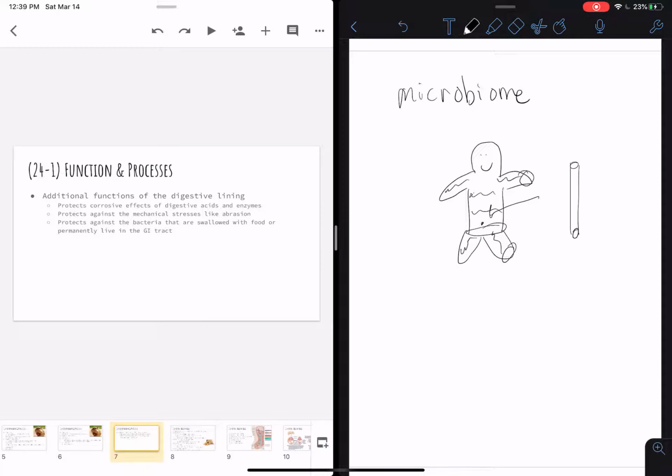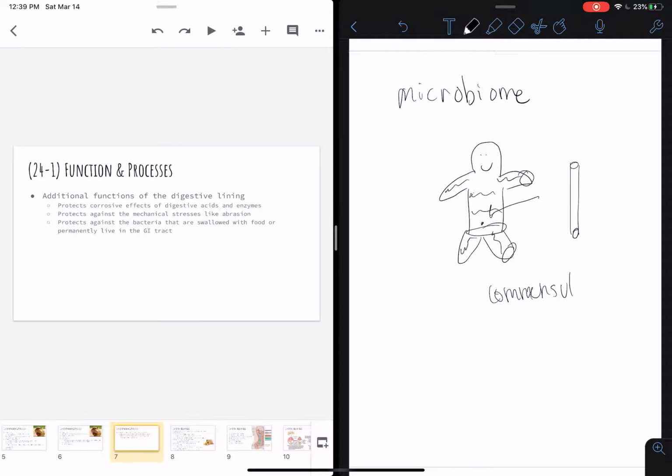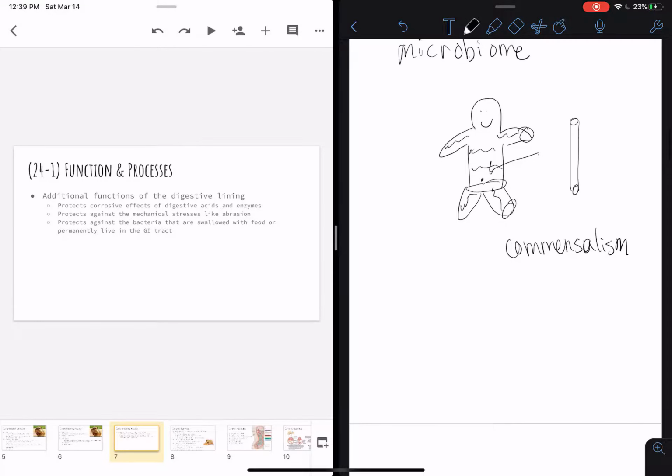so that entire tube. And we consider this good bacteria, and usually for the most part it is good bacteria, and we call this commensalism. So the good bacteria lives in harmony with your cells.